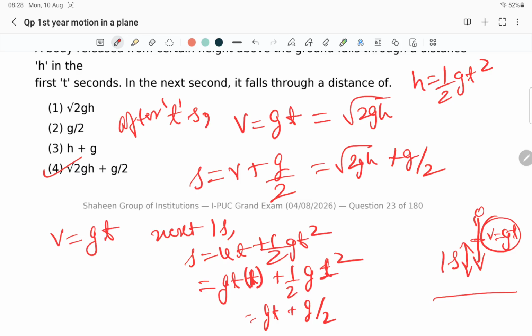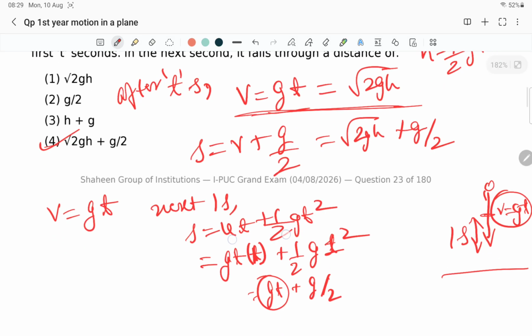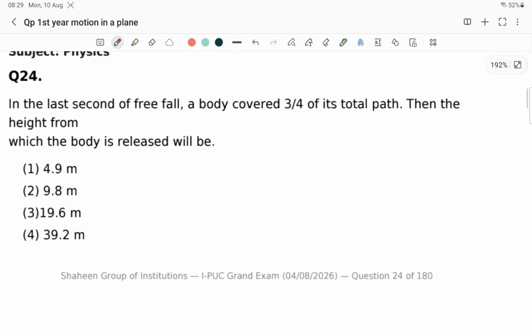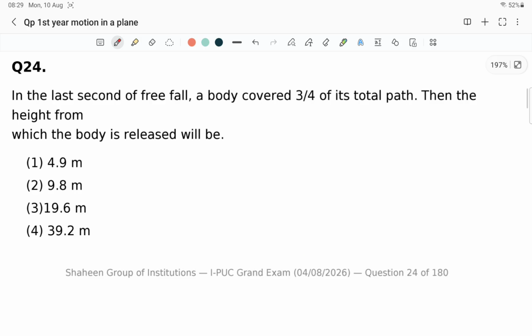So the distance in the next 1 second is nothing but the distance due to the velocity it already has, plus the extra distance due to gravity. So the extra distance due to gravity is g by 2, and gt from the first. So g by 2 plus gt. Gt we already know can be written as root 2 gh. That's why we have taken root 2 gh plus g by 2. I hope this question is done. Question number 24. Let's move on to question number 24.